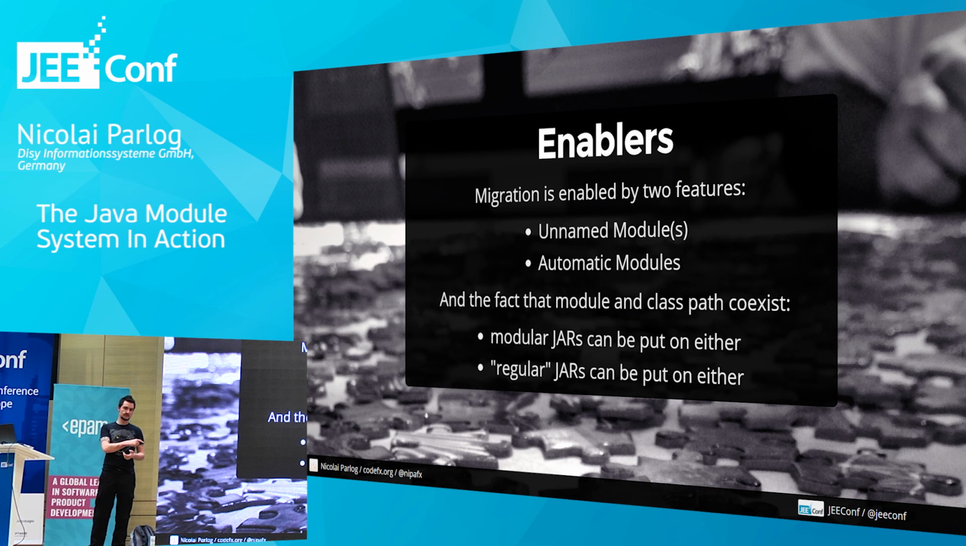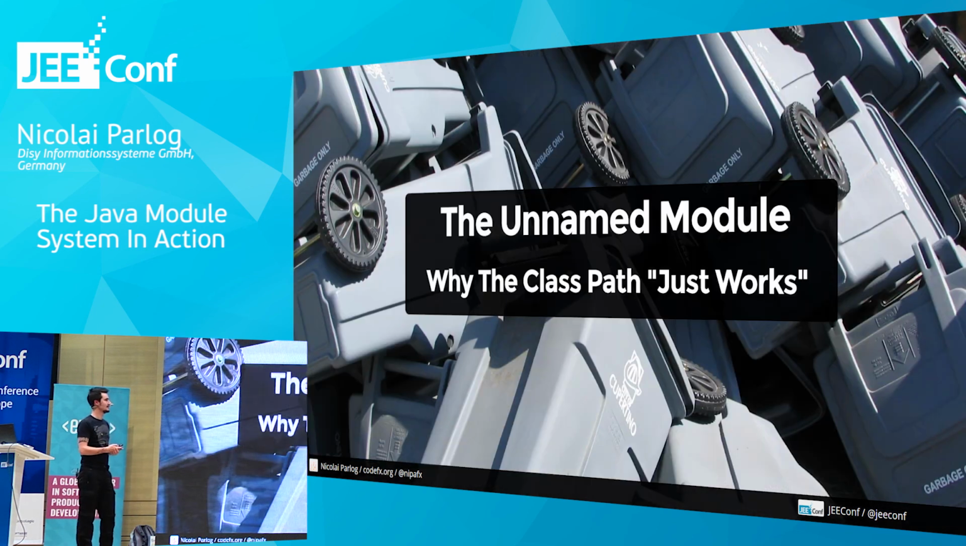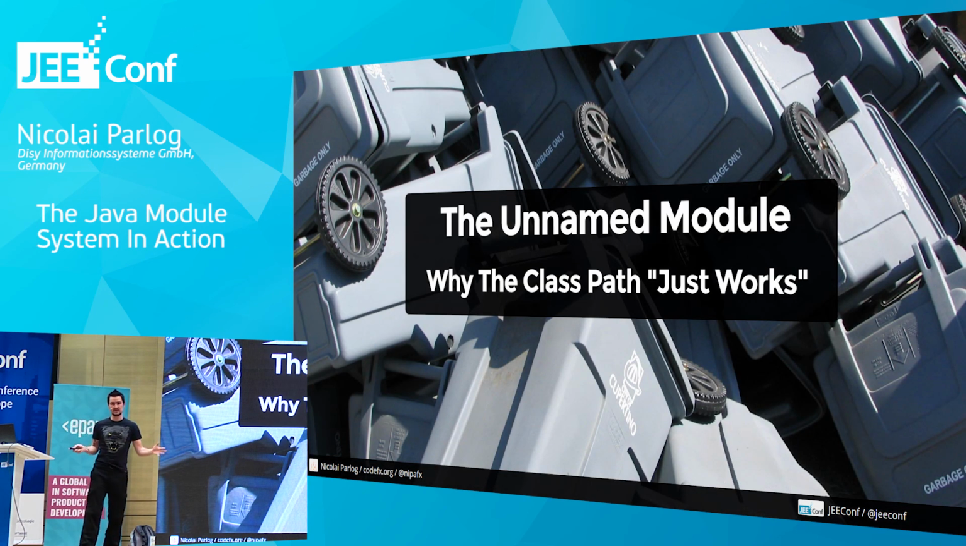And jars, and that's also interesting, jars that are modular jars, because they have a module info class, but also normal jars, can both be put either on the module path or on the class path, which does not immediately make sense. Why would I put a normal jar on the module path? What does it even mean? We'll see now. First, we have the unnamed module, and this is the reason why the class path just works.